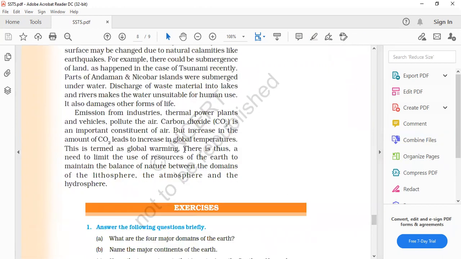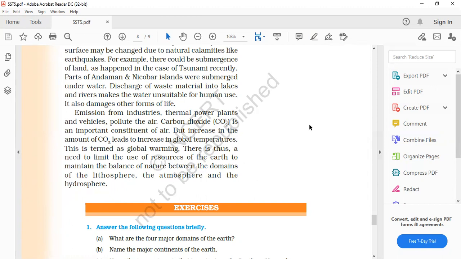And now finally it comes: what do you mean by global warming and why is it caused? So you can get a 2 mark question from this, that is, what do you mean by the term global warming. Emissions from industry, thermal power plants, and vehicles pollute the air. Carbon dioxide is an important gas, but an increase in the amount of CO2 leads to an increase in global temperature, and this is termed global warming. There is thus a need to limit the use of the earth's resources to maintain the balance of nature between the domains of the earth: the lithosphere, atmosphere, and hydrosphere. So what is global warming? Here is the answer you can get: this is global warming.